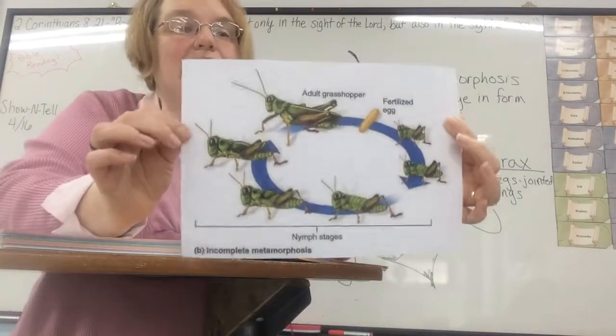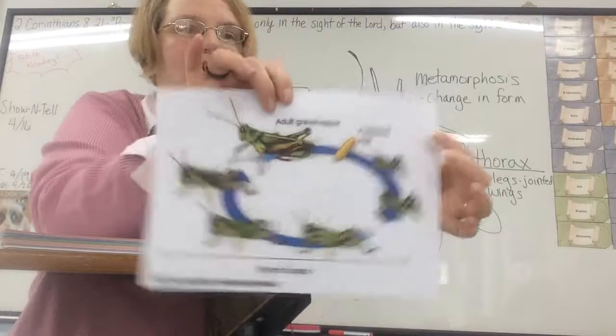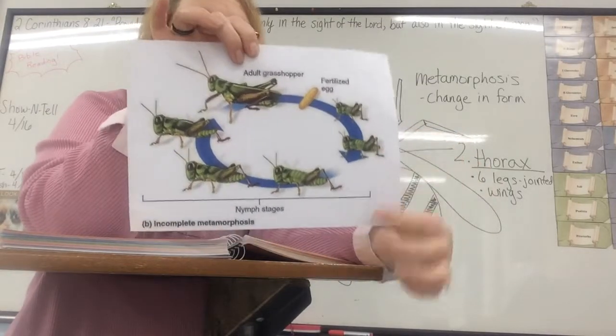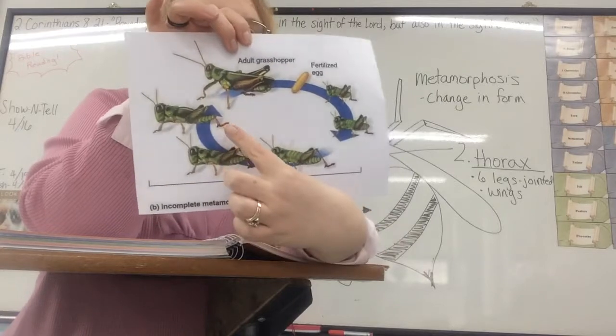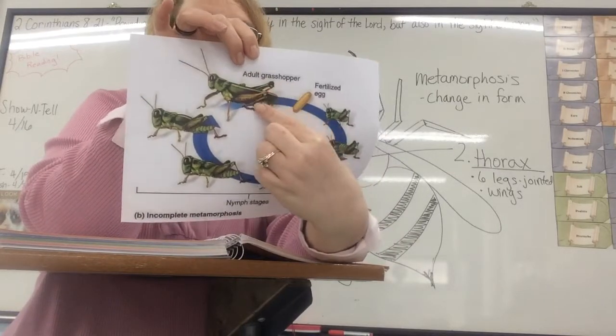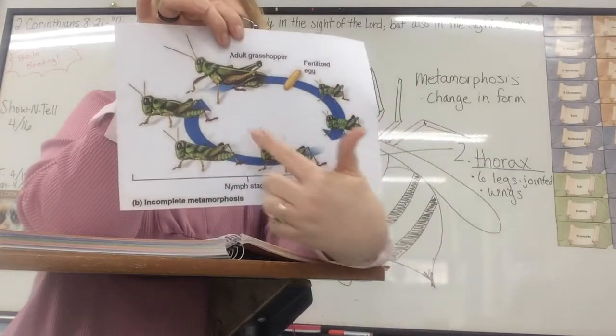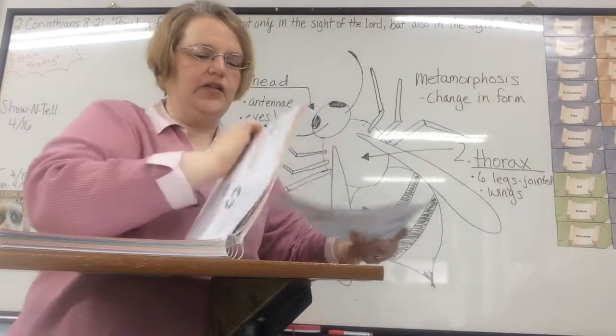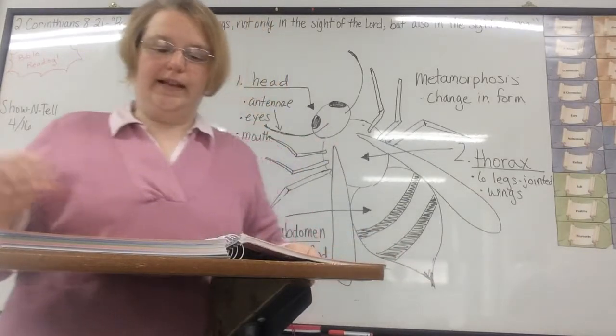Okay, so this is incomplete metamorphosis. We have an egg, it hatches to a nymph, and this nymph grows into these different stages of nymph, and then finally it will molt one more time into an adult. Egg, nymph, adult. Okay? So let's move on to complete metamorphosis.